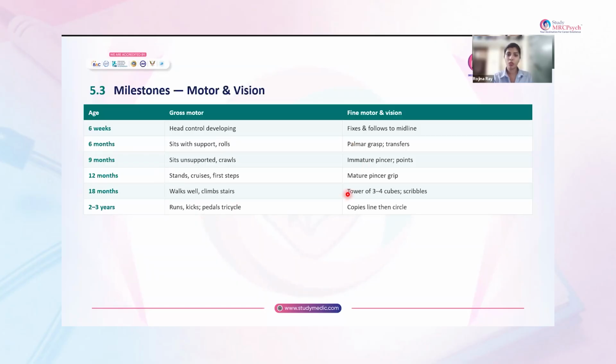We come to fine motor milestones. Around 6 weeks, the infant can fix and follow to midline. Around 6 months, palmar grasp and transference. Then around 9 months, there is immature pincer grasp and pointing. Then around 12 months or 1 year, there is mature pincer grasp. Then tower of 3 to 4 cubes around 18 months, and can scribble around this time. At 2 to 3 years, copies a line and circle.